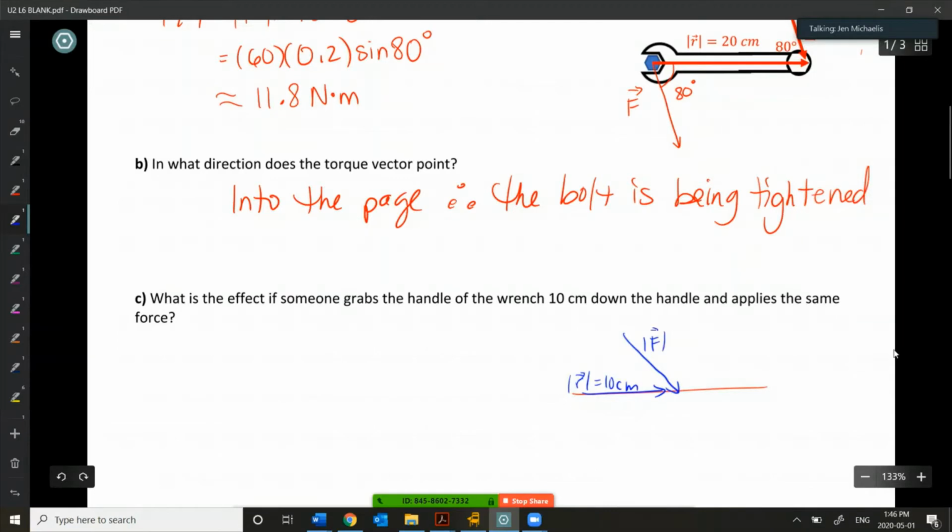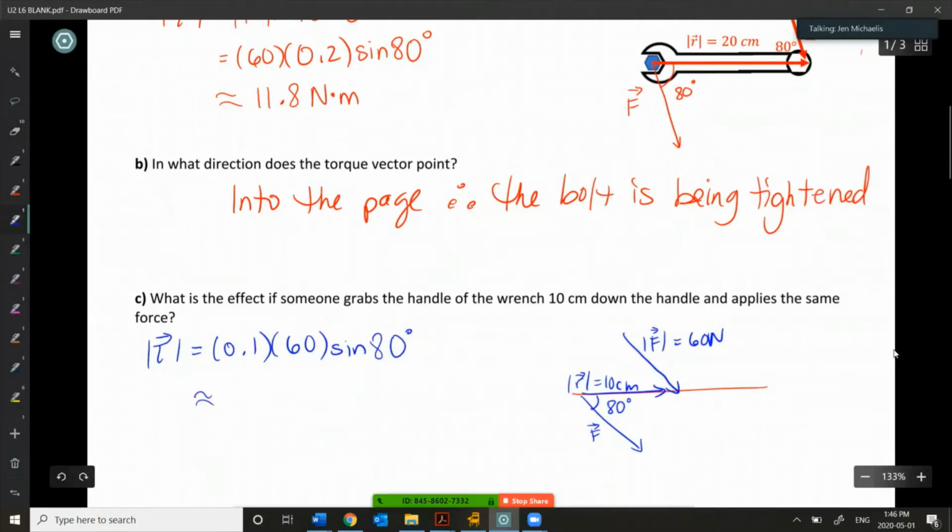And the force is actually the same. So the magnitude of that force is still going to be 60 newtons. And when I arrange them tail to tail, they will still be meeting at an angle of 80 degrees. So when you go to find your torque, we'll just say magnitude here: radial distance in meters times the force applied times the sine of the angle between the two vectors.